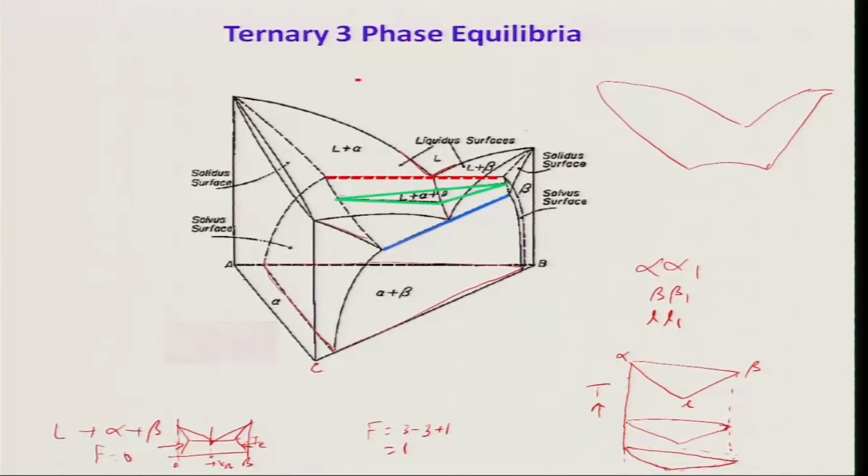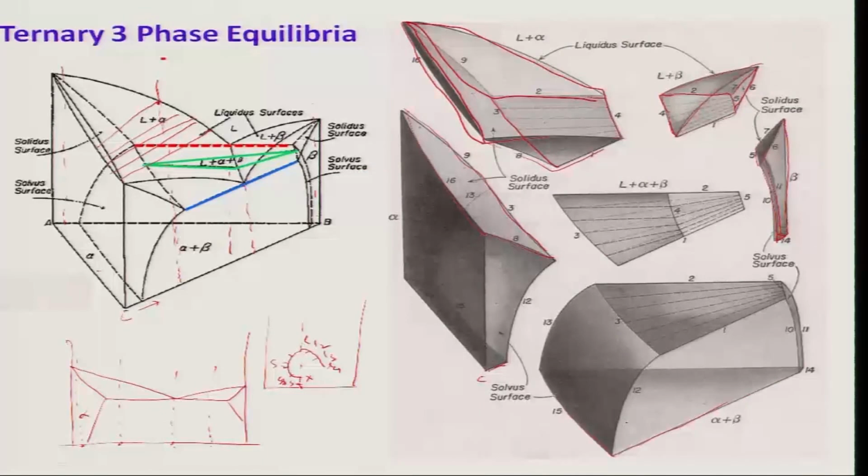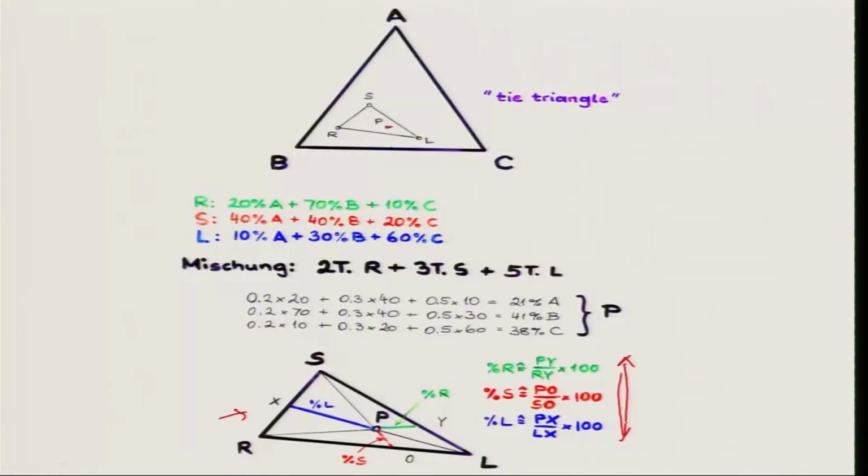Well, as you know, in a ternary system, let me just go back. In a ternary system, there are actually three components. So, the degrees of freedom F is given by C minus P plus 1. There are three components, and we are discussing three phases, so the degrees of freedom is 1.